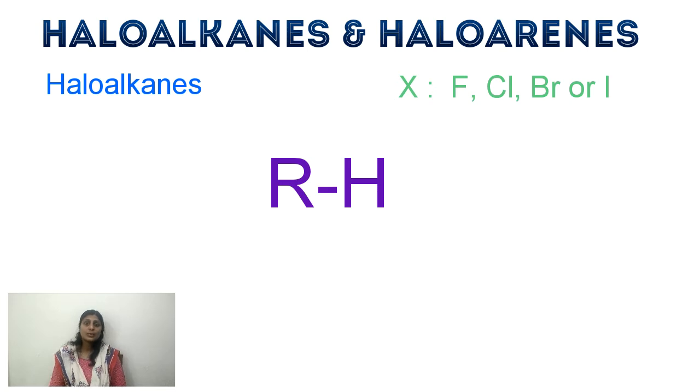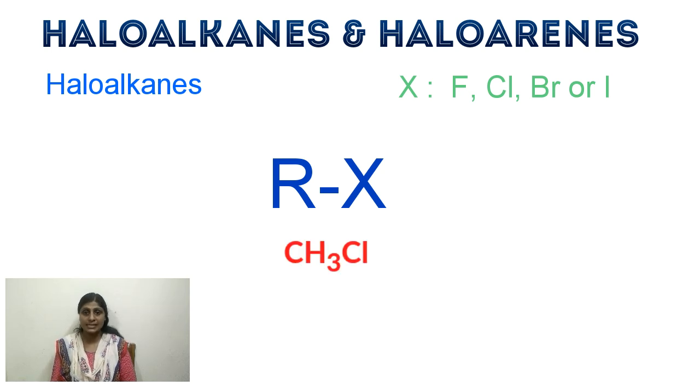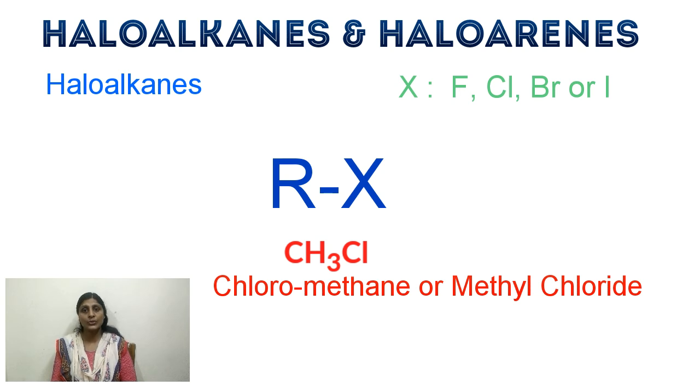So a hydrocarbon or alkane is represented as RH, and if we replace one hydrogen atom by a halogen atom, that is, in RH the H is replaced by X, the halogen atom, you get RX, haloalkanes or alkyl halide, where X is the halogen. It may be fluorine, chlorine, bromine or iodine. For example, CH3Cl, so the methyl group is attached to the chlorine atom. You can read it as chloromethane or methyl chloride.